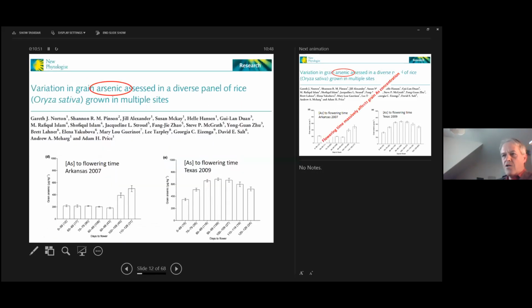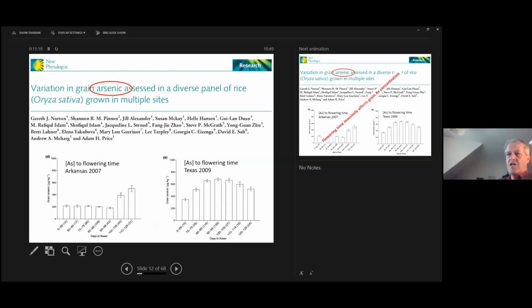We worked on that population largely because we thought it would be a tool to allow us to get QTLs for grain arsenic. So we measured grain arsenic in that population when we grew it in China and in Bangladesh. And we collaborated also with a group in the USA who grew it in Arkansas and in Texas.